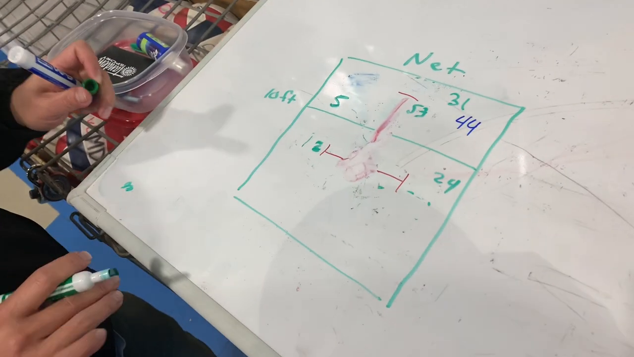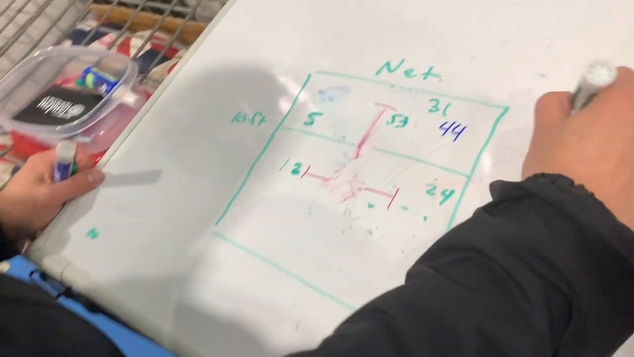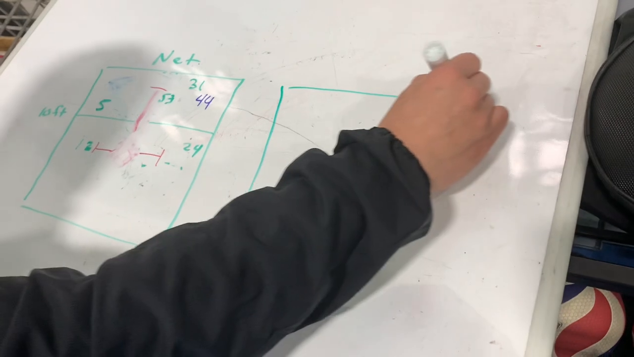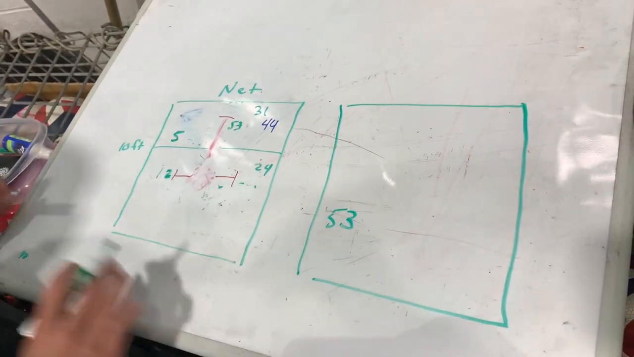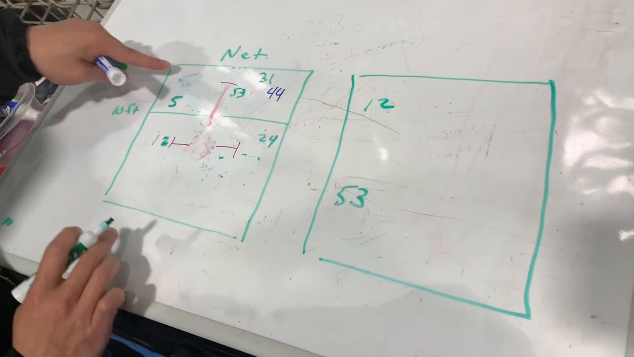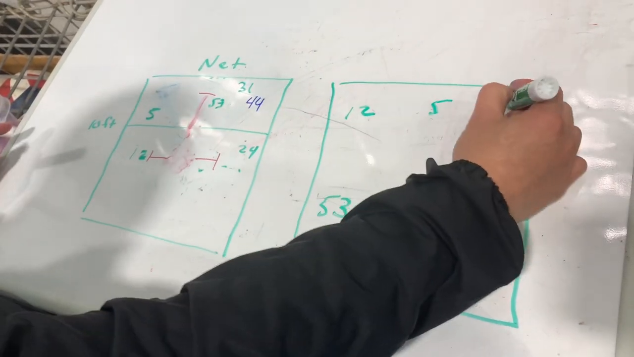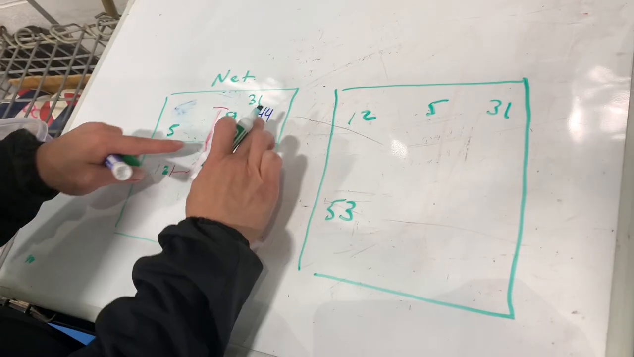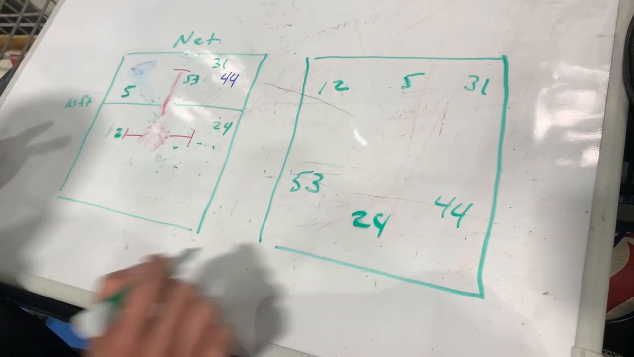So now let's rotate this. Take another rotation. So now 53 is in this position to start. Number 12 rotates up to this spot. Number 5 rotates this way. 31 is now here. 44 is here. 24 is here.